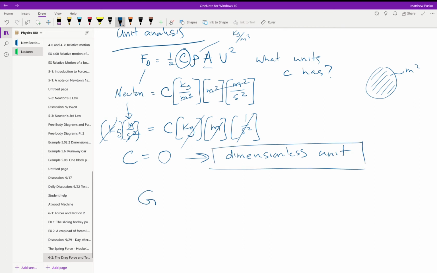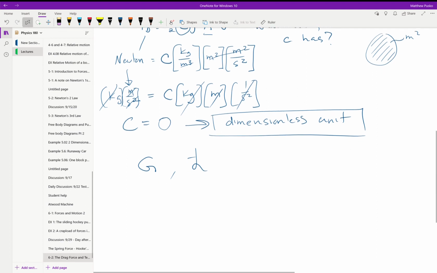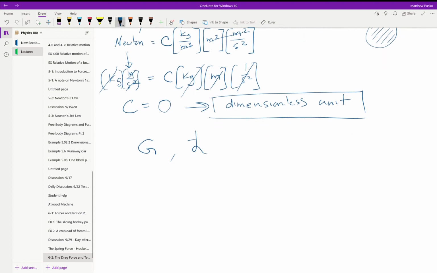Now, like the capital G for gravity is not dimensionless. Planck's constant, which you'll see in your future, is not a dimensionless unit. So far, the coefficient of drag is unitless, and we've had one other one. The force of friction was equal to mu times the normal force. The coefficient mu was also unitless.